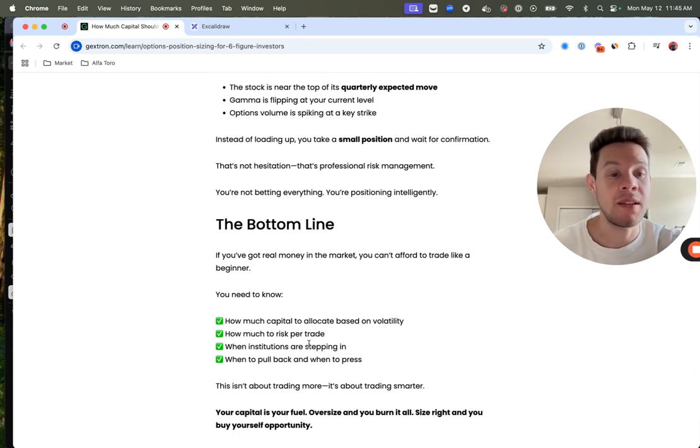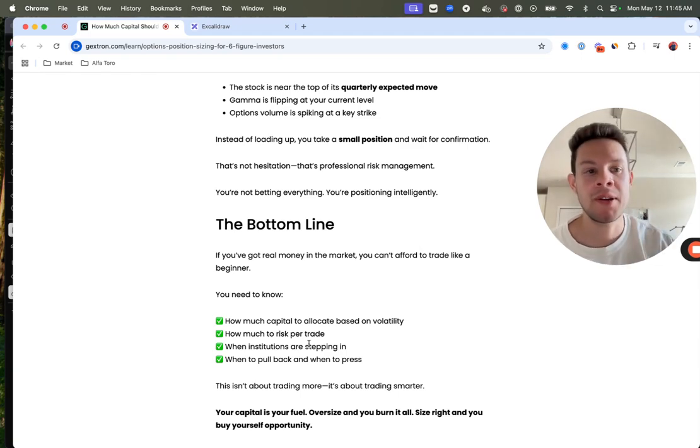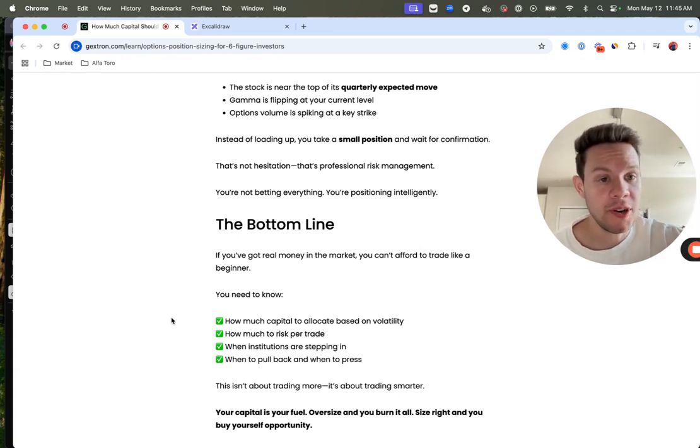And so if we just go down to the bottom of this, we say the bottom line is if you've got real money in the market, you cannot afford to trade like a beginner. Do not do it. I've already seen it. I hear about it all the time when people are joining the free community and I'm talking to people on Zoom. They're like, I had $300,000 and I blew it all. That sucks. For us, losing more than 10% of your portfolio in the six-figure range is painful. Okay, that's really painful. So don't get to that point. Okay, so you need to know how much capital to allocate, right? So now you know, based on volatility, how much to risk per trade.